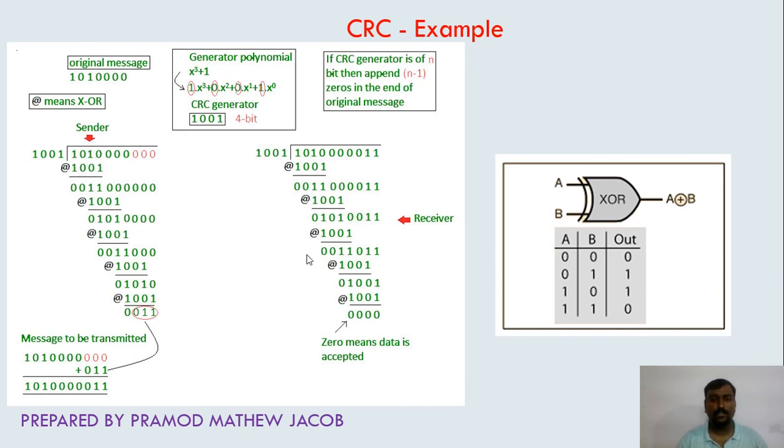If it is a non-zero value at the end of this process, then it will discard the received data and ask for retransmission. So this is how cyclic redundancy check is used for error detection.